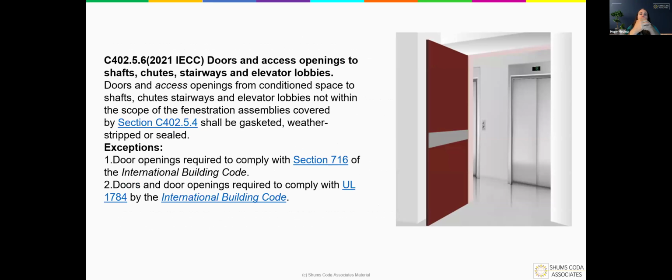So doors and access openings that are going to go into shafts, chutes, stairways, elevator lobbies, all of them are going to have some sort of gasketing or weather stripping to it, because we're trying to make sure that the conditioned space is not getting infiltrated with that unconditioned space. We've done a really good job with the thermal envelope, and then we have the laundry chute, and that laundry chute obviously is not conditioned, but yet we have an opening to it. So they're just saying, hey, by the way, gasket it, weather strip it, something along those lines. But understanding that the energy code realizes that there are very specific requirements when it comes to fire rated assemblies. And so you're going to look into 716 of the IBC. And if 716 of the IBC says, hey, it's got to be this way, then obviously it needs to be this way, and this may not come to full fruition.